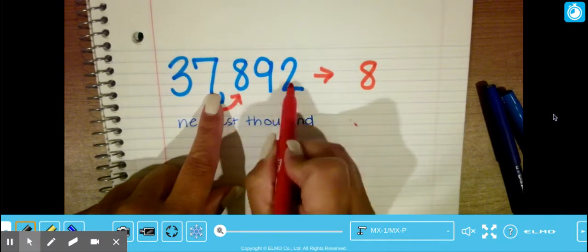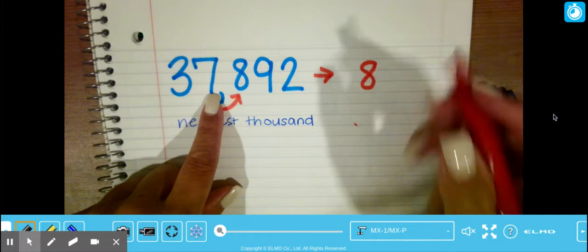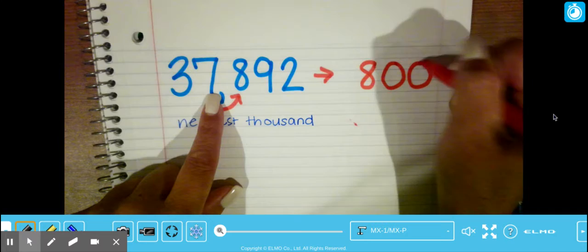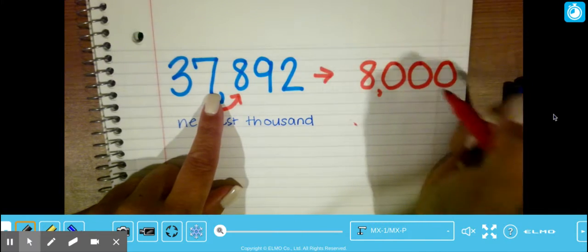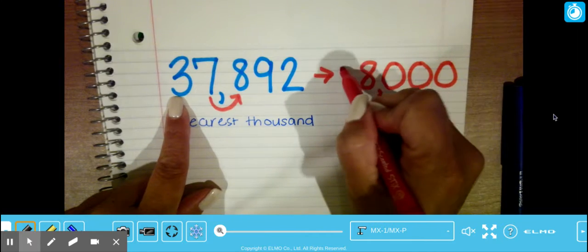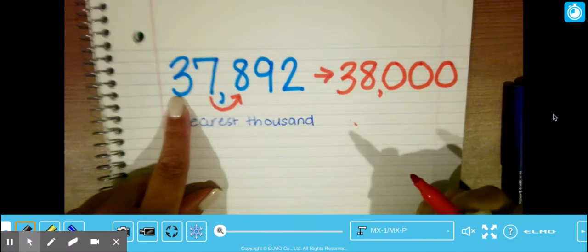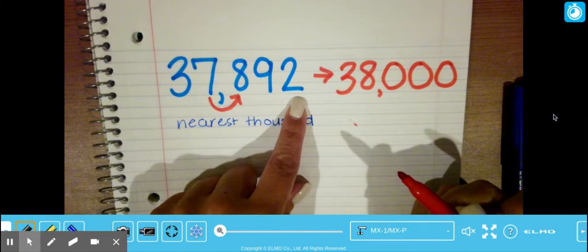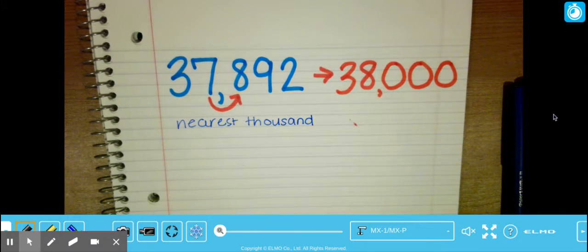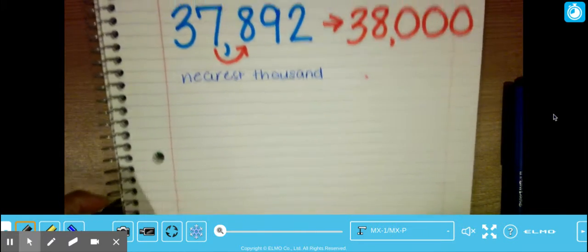Anything after my target digit turns into a 0. So 1, 2, 3. And anything before my target digit just stays the same. I still have a 3 in that spot. So if I'm rounding this number to the nearest 1,000, I would get 38,000. Let's try another example.